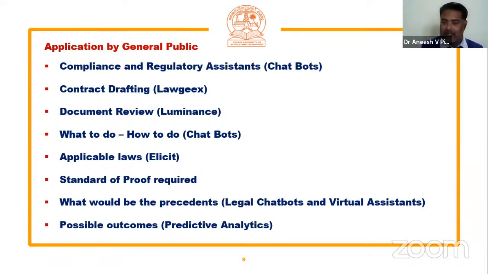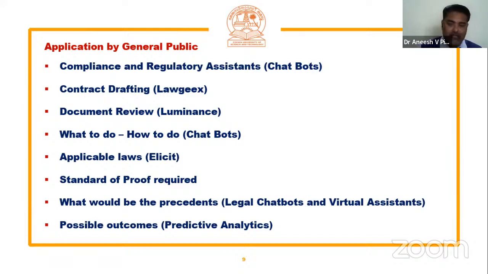Now, there are chatbots which are created by AI. They will help you. Whatever be your problem, legal problem, you just ask them. They will tell you what you can do in that situation, and how you can do it. So that's one of the very important things that will help you. Being a common man, that will help a common man to take the course of law and thereby get the appropriate remedy.